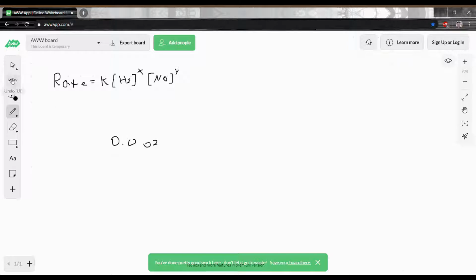0.00243. This has units of molarity per second, and that's going to equal our rate constant, which is unknown at the moment, multiplied by the concentration of H2, which for trial 1 was 0.3 molarity, raised to our unknown. That's going to be multiplied by the concentration of our, I think it's nitrite, which is 0.3 molarity raised to the y power.